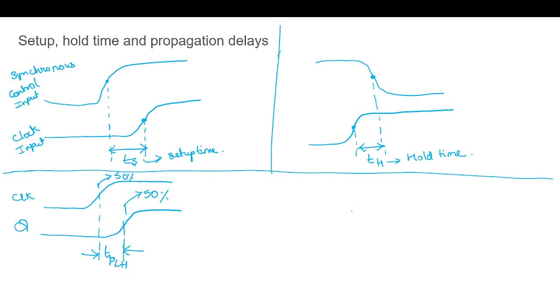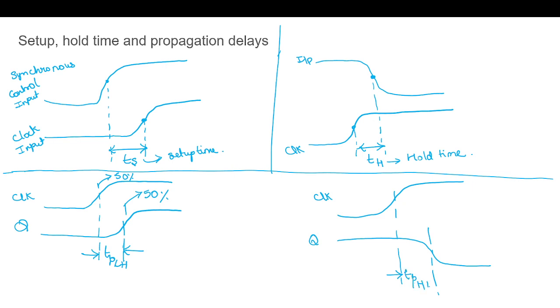In the same way, here we have the clock and the output. The clock is rising and we measure from its 50% point, and the output is discharging. If this is the Q, this 50% to 50% is the propagation delay, and since it is high to low, it is TPHL.